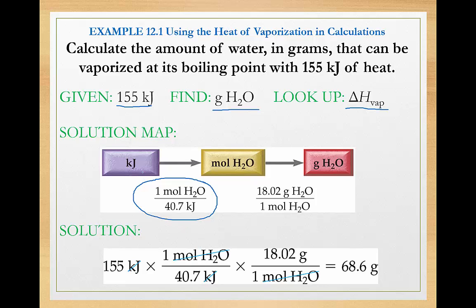So to get from kilojoules of energy to the number of moles, we know this is the number of kilojoules for every 1 mole. So if we carry out this step, we know how many moles of water we have. Well, we don't want moles, we want mass of water, so we need the molar mass of water. So if we look that up in the periodic table and add it up, 18.02 grams of water for every 1 mole. So we find out that 155 kilojoules of heat can vaporize 68.6 grams of water, which, there's about 1 gram in a milliliter of water, so about 68.6 milliliters of water. That's not too shabby.